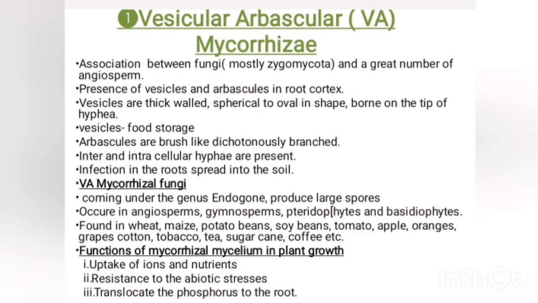The feature of vesicular arbuscular mycorrhizae is the presence of vesicles and arbuscules in the root cortex. Here, inter and intracellular hyphae are present. The infection inside the root is directly linked to the external mycelium that spreads into the soil. The VAM mycorrhizae come under the genus Endogone.